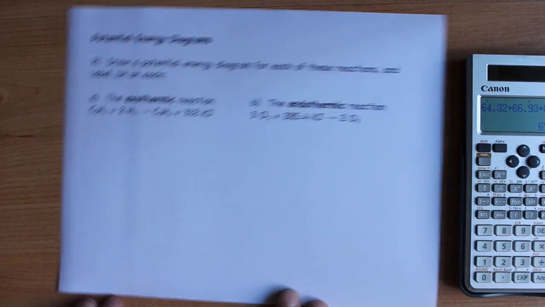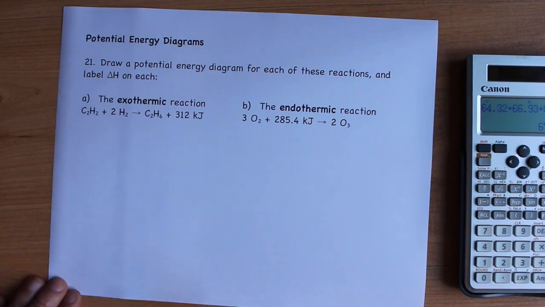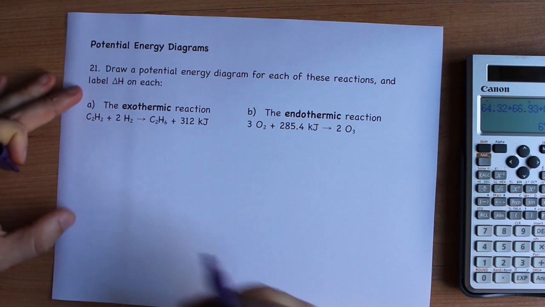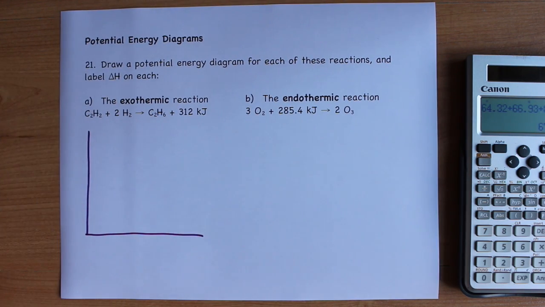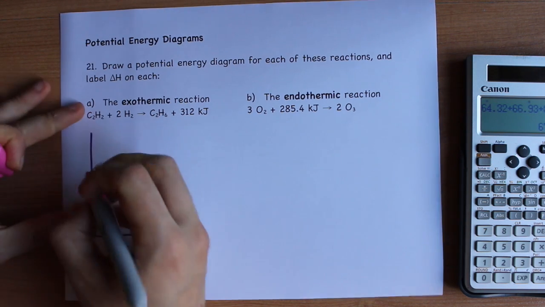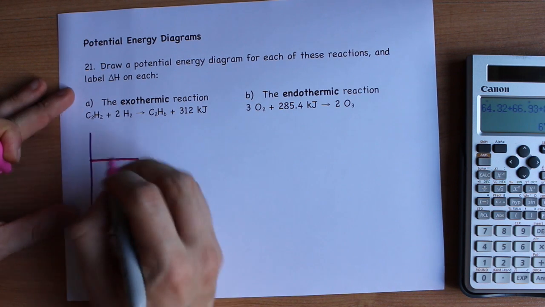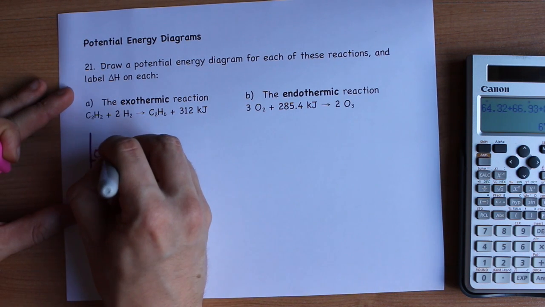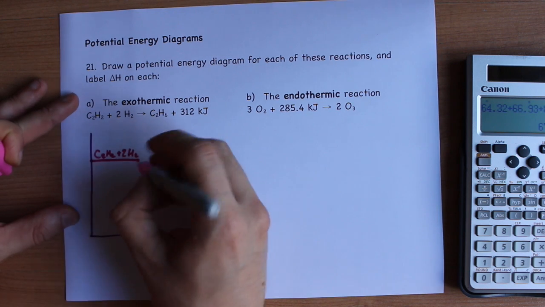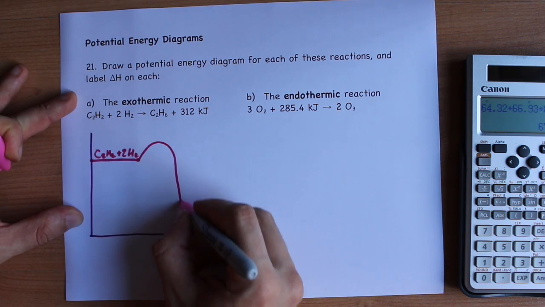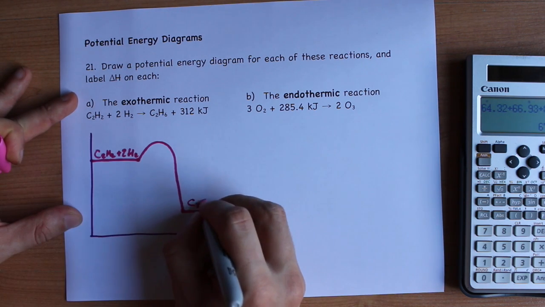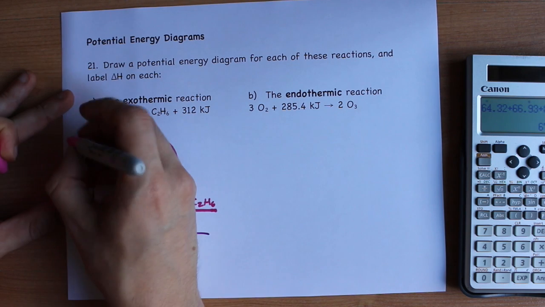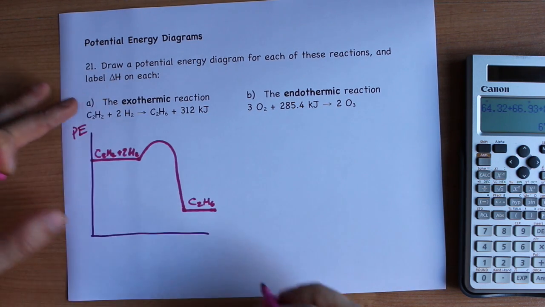Let's talk about potential energy diagrams. I want to draw a potential energy diagram for this exothermic reaction. The only thing that I really care about here is the fact that an exothermic reaction releases heat. And so your reactants, which can start up here, C2H2 plus 2H2, need to undergo a chemical change and end up at a lower energy level. This is just C2H6. This is a potential energy curve.